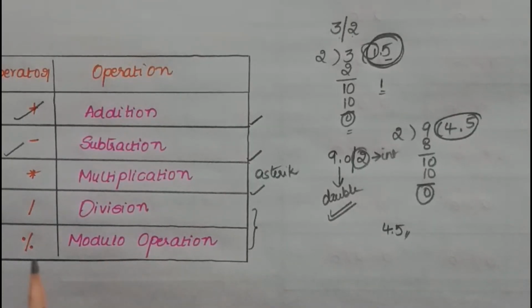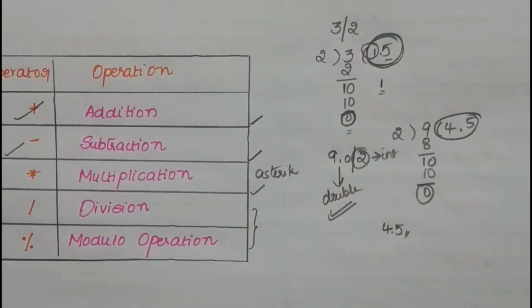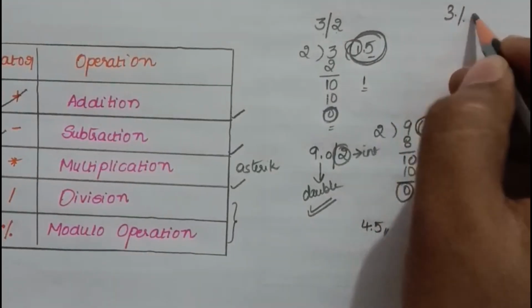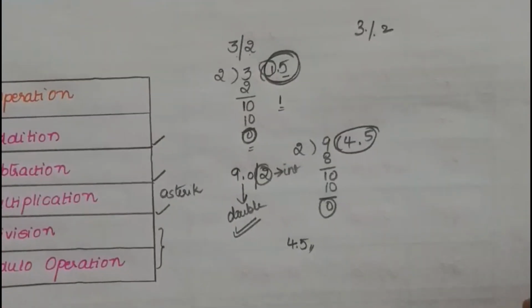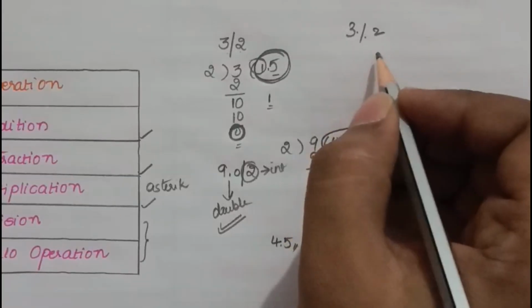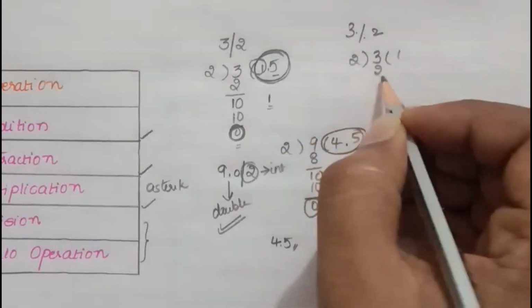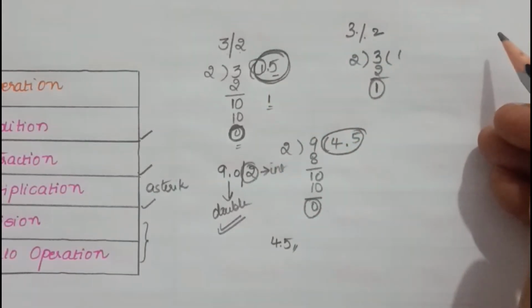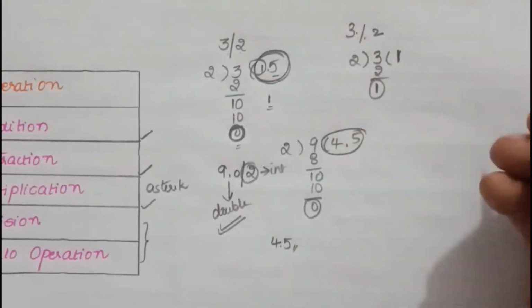Modulo division is represented by the percentage symbol. What it returns is the remainder after performing division. If we say 3 mod 2, we are expecting the remainder as output after dividing 3 with 2. What will it do? It divides 3 with 2. 2 ones 2, remainder will be 1. It does not go beyond the point. It will consider up to the whole integer only.